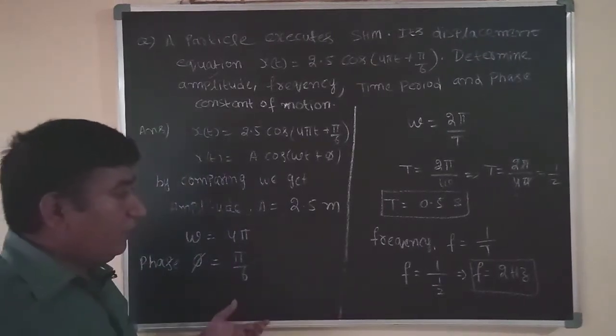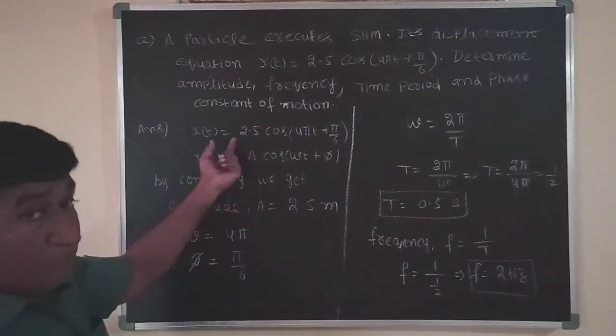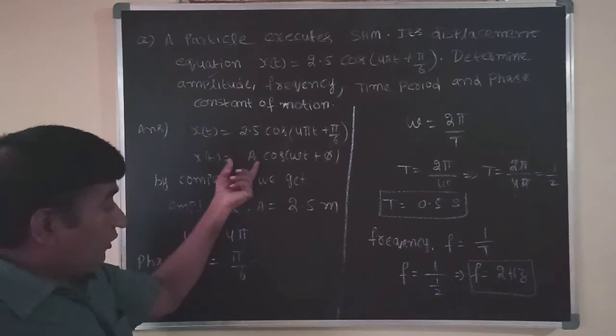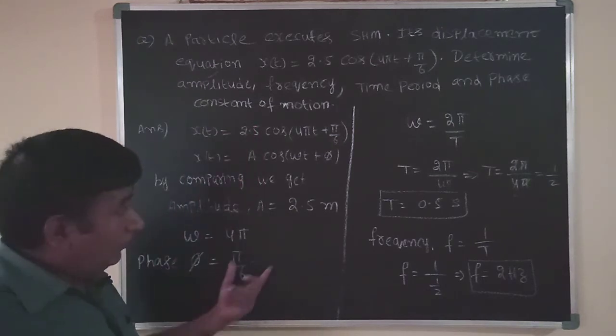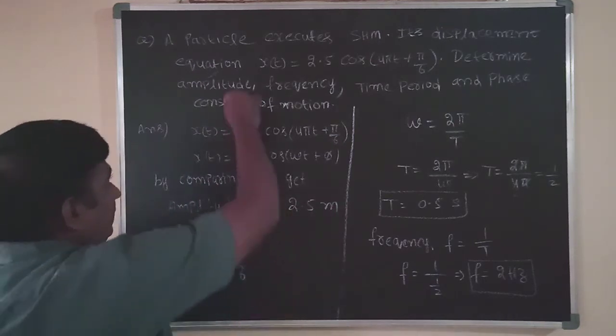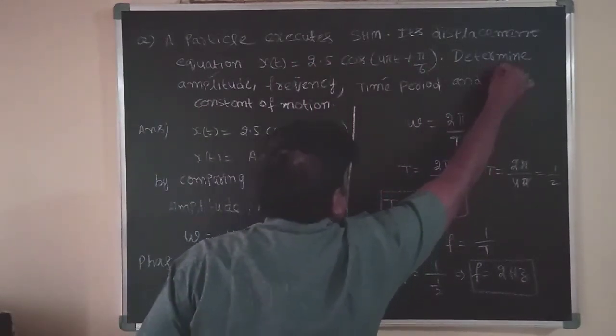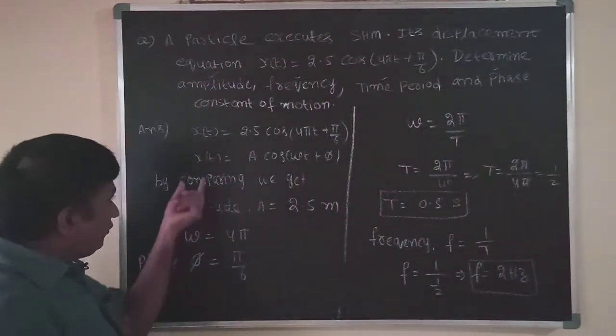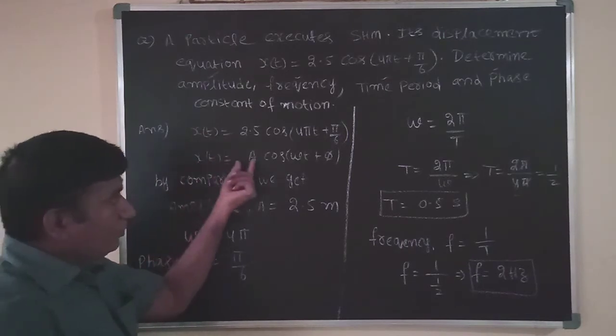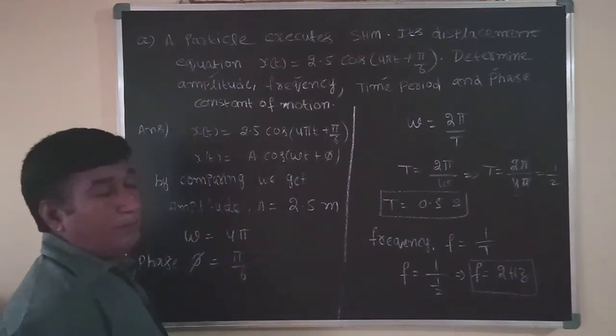So in this way, by comparing the given equation with the original equation, we can find the terms: amplitude, frequency, time period and then phase. This equation we have already discussed: x equals A cos(omega t plus phi).